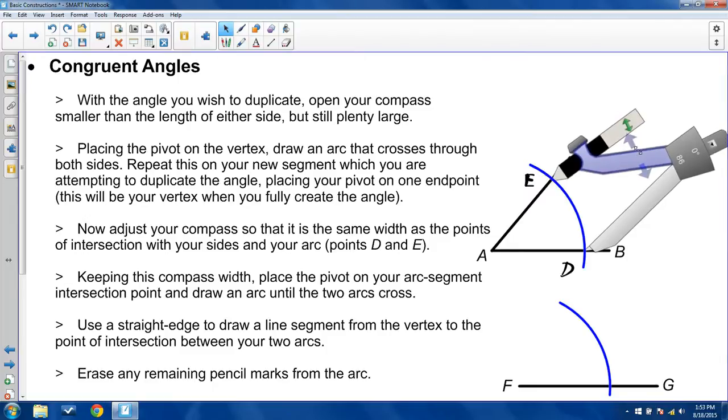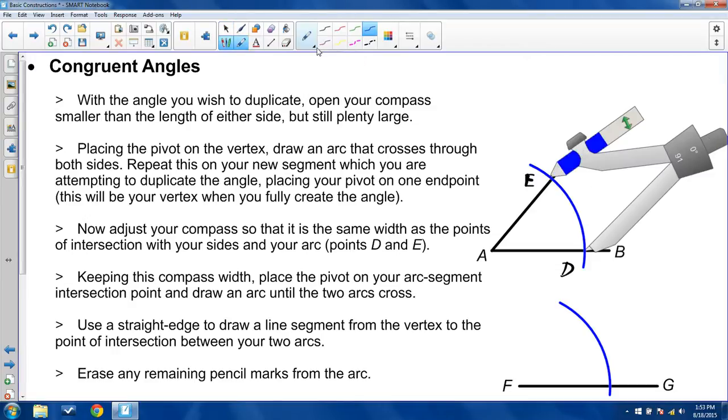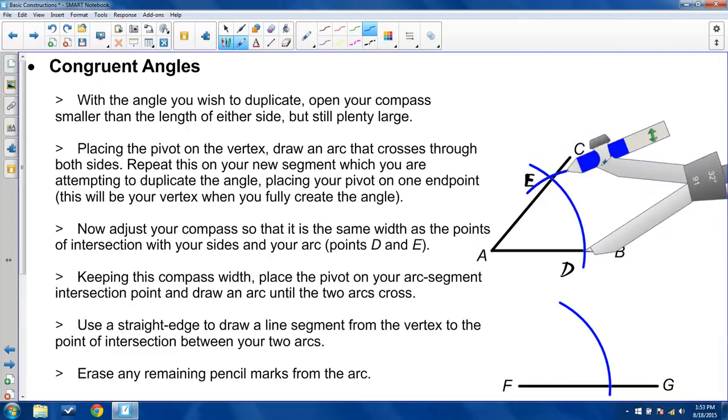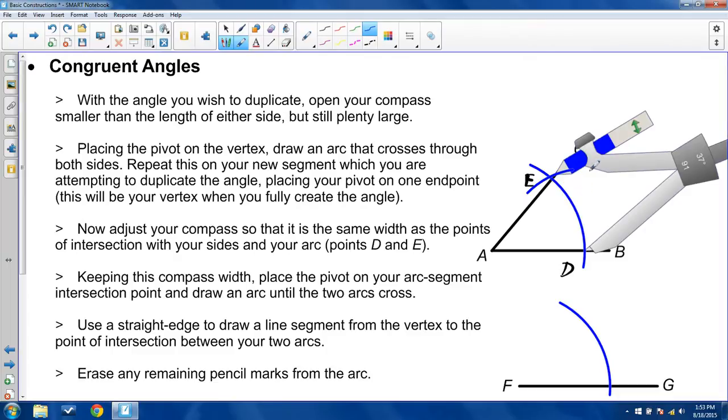So kind of like that right there. You can kind of see what I did. So I need that to be on the other end. Okay? Because now I'm going to draw another arc about right there. That's about as perfect as I can make it for now.